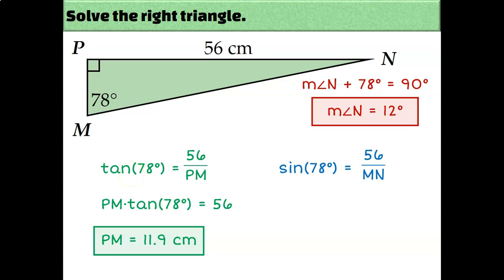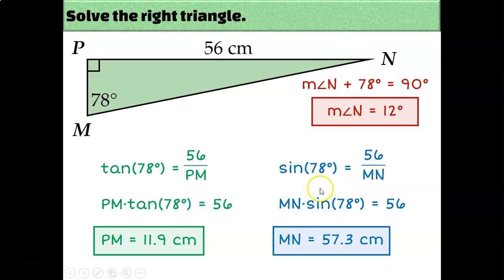Then I'll use sine to calculate the length of MN. MN is the hypotenuse. And again, PN is opposite from the 78-degree angle, so opposite and hypotenuse, that would have to be sine. Multiply both sides by MN, divide both sides by sine of 78, and we find out that the hypotenuse is 57.3 centimeters long.